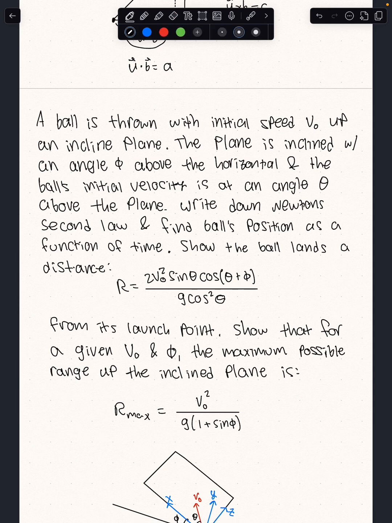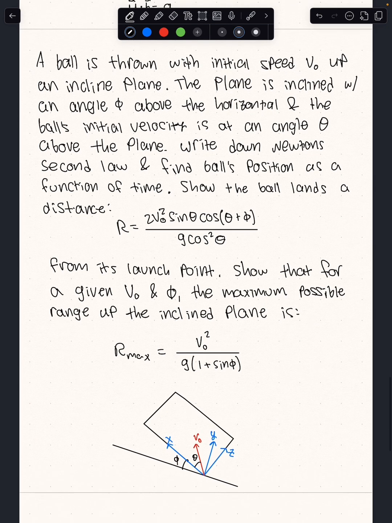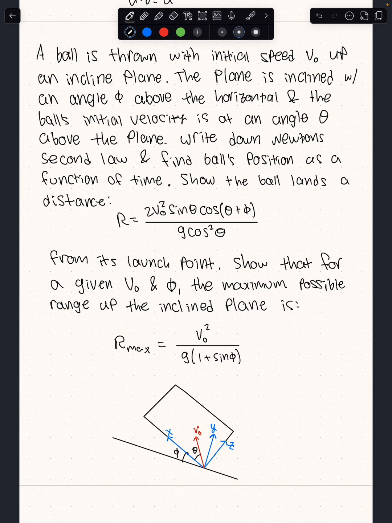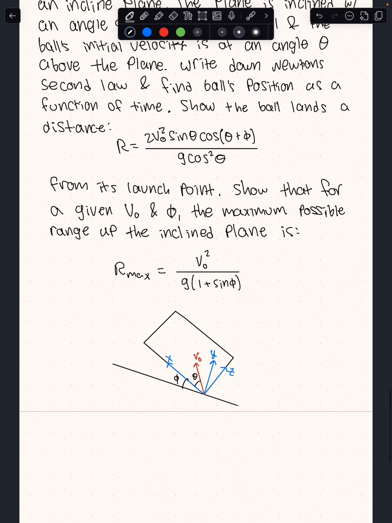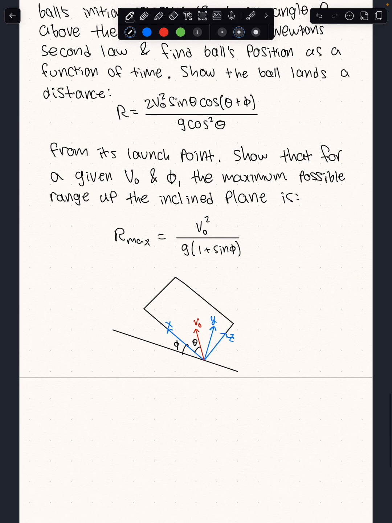Okay. The second question in this is a bit of a longer, more in-depth question about Newton's second law. The question is, a ball is thrown with initial speed v0 up an inclined plane. The plane is inclined with an angle phi above the horizontal, and the ball's initial velocity is at an angle theta above the plane. Write down Newton's second law and find the ball's position as a function of time. Show the ball lands at a distance R equals v naught squared sine theta cosine, all this from its launch point. Show that for a given v naught and phi, the maximum possible range up an inclined plane is this.